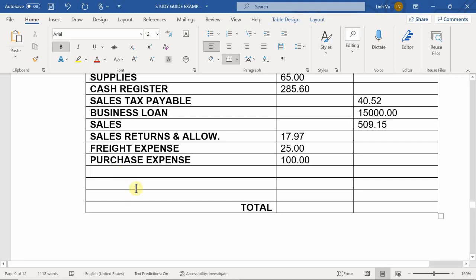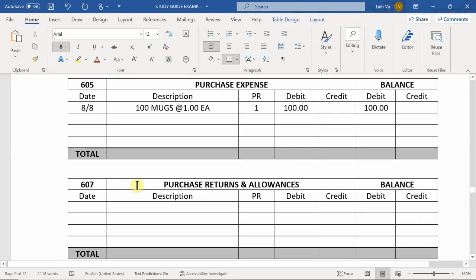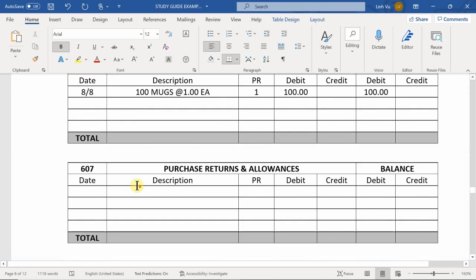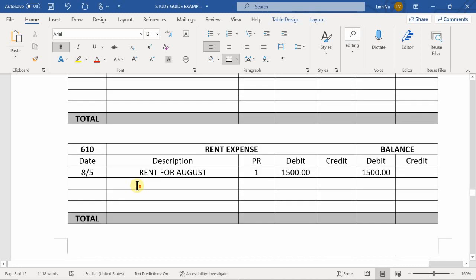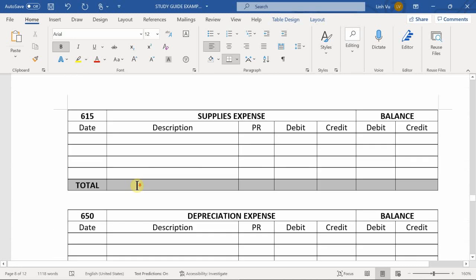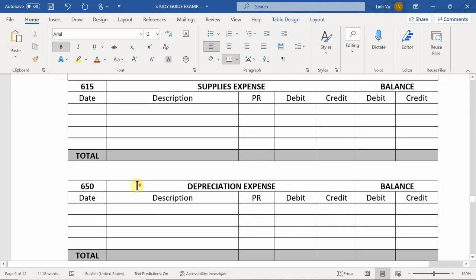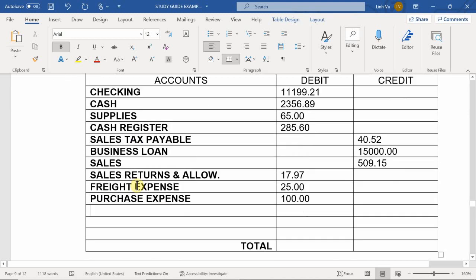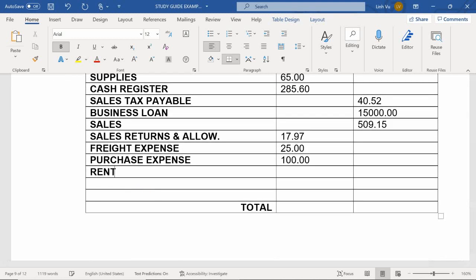Remember what I told you, debit, credit, it doesn't matter. So next is rent expense. No purchase returns and allowances here, but we have a rent expense. No supplies expense or depreciation. So that's the last one. For how much? 1,500.